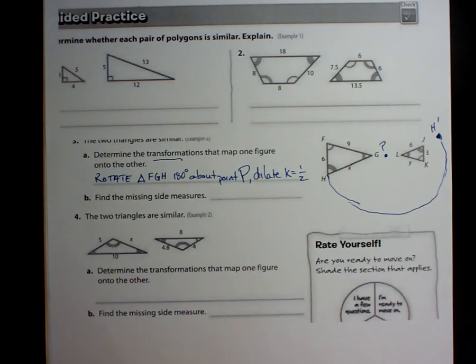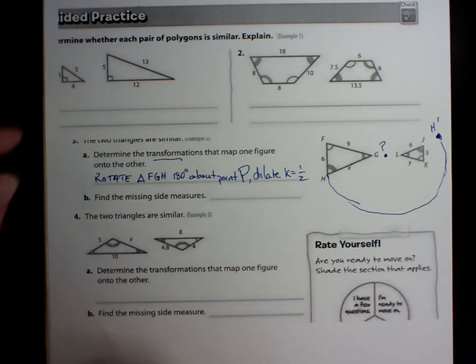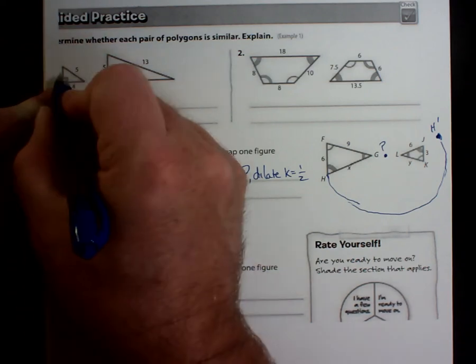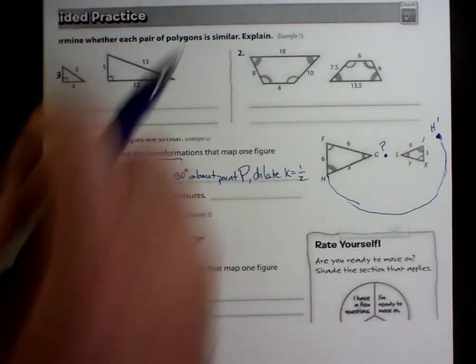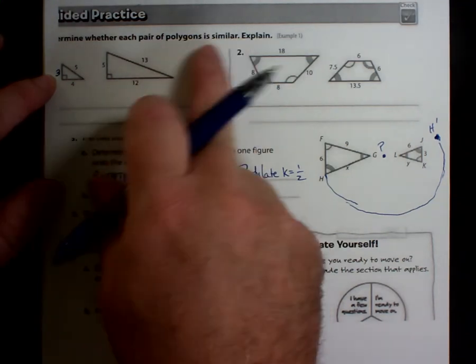And then finding the missing sides is a little bit harder. I think that's a 3. Yeah, it's a 3. So we'll do this. Let's practice with these to see if they are similar.